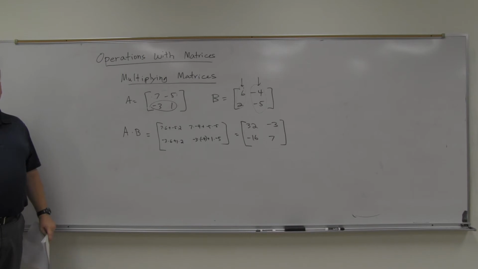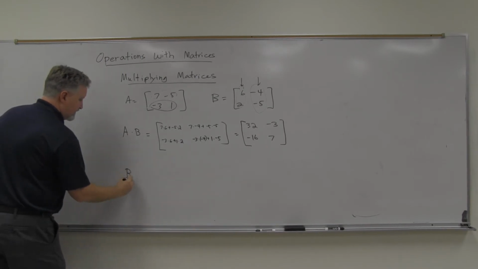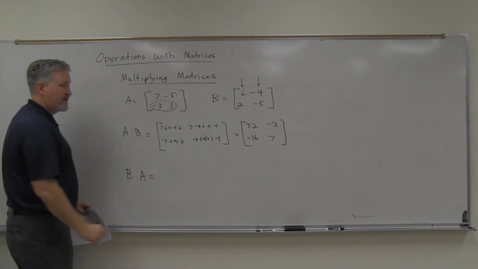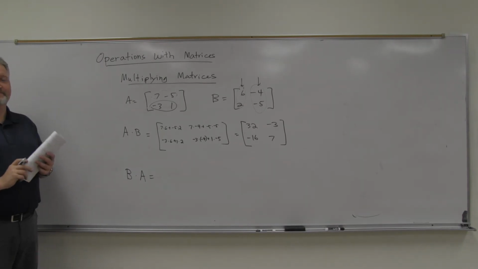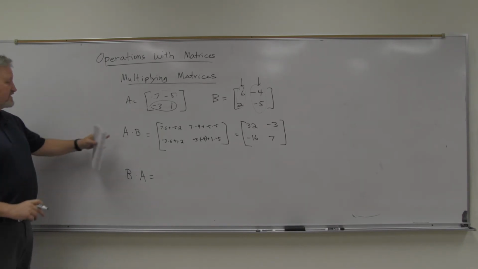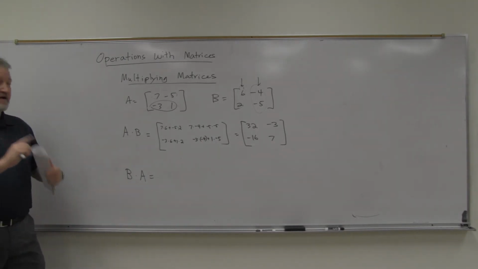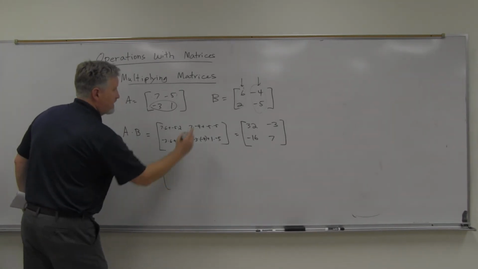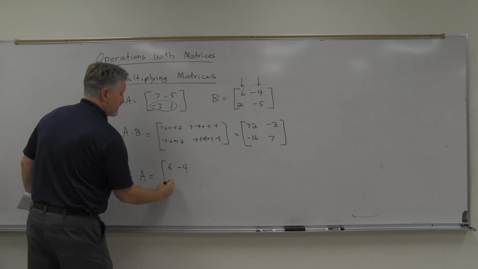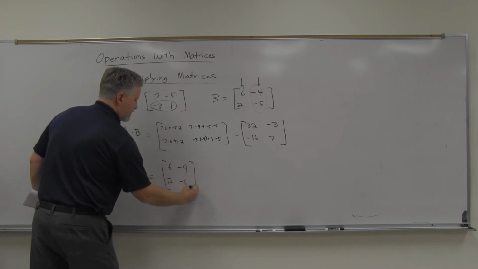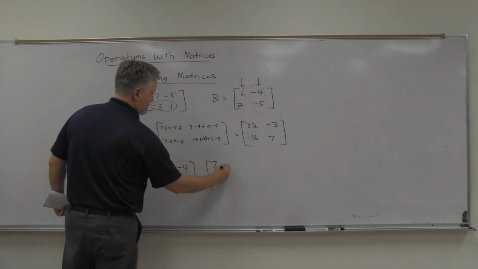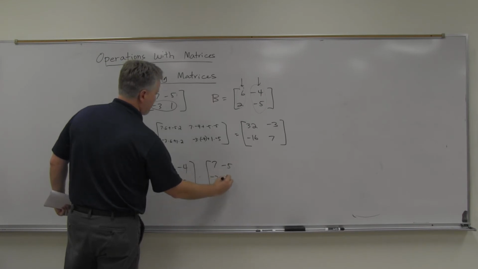What I was going to show you was, you think that would be the same thing? So that's A times B. What about B times A? Well, you're swapping them out, aren't I? So B times A, I would take 6, negative 4, 2, negative 5 times the 7, negative 5, negative 3, and 1.